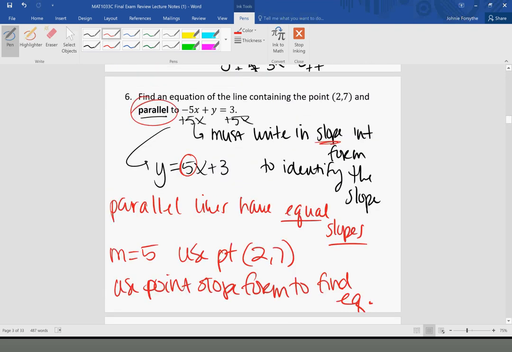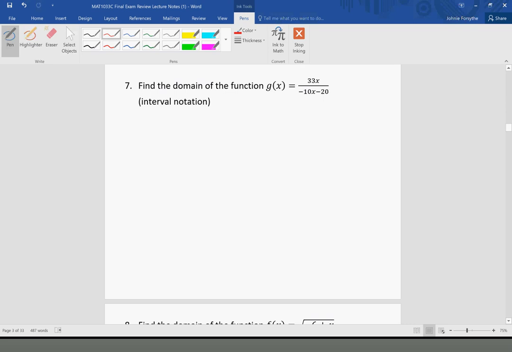Okay, number 7. Find the domain of the function g of x equals 33x over -10x minus 20. Okay, so there are two situations that have special rules when you're finding the domain of a function. If you don't have one of these situations, the domain will be all real numbers. But the two scenarios are if you have a variable in the denominator, which we do have here, or if you have a square root or even root.